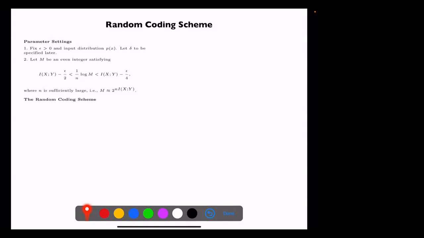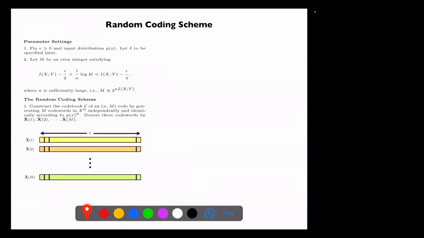Okay, here's the random coding scheme. We construct the codebook: we construct an (n, M) code randomly by generating M codewords independently and identically according to p_X to the power n, meaning the following. We want to generate M codewords, each one of length n, and we fill each of these cells according to the distribution p_X, which is the input distribution that we choose. So we do it in an IID fashion, and we fill out all these cells.